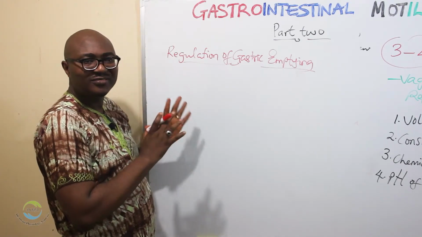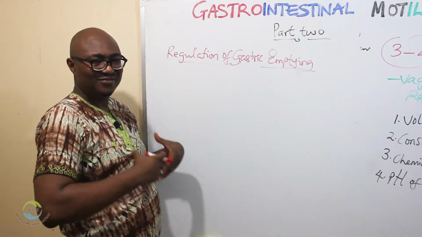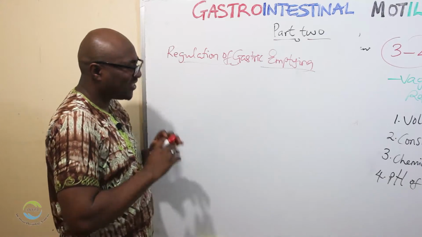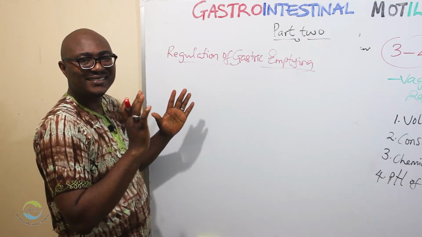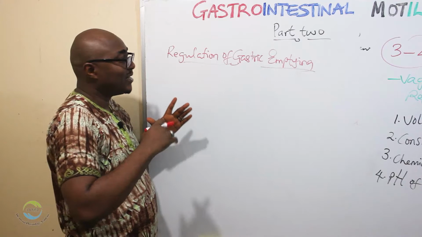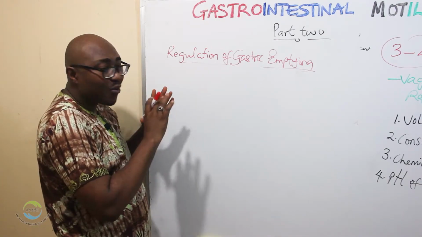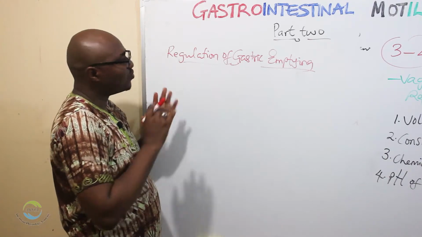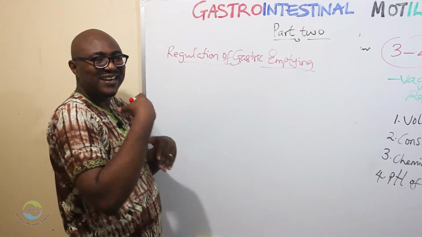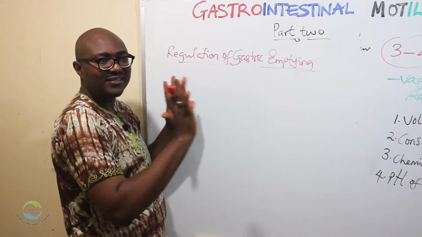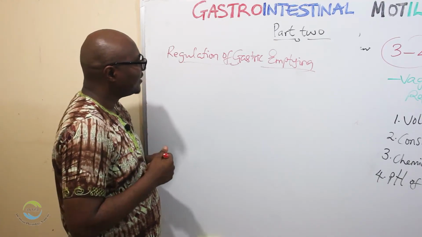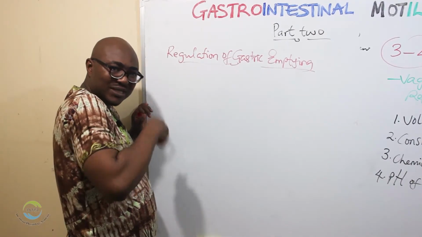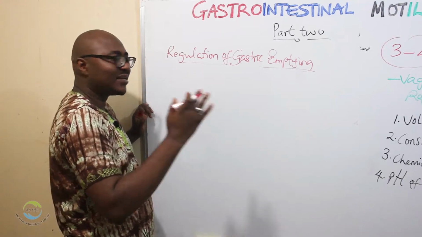Now, regulation is everything about how physiological processes are regulated or controlled, usually through chemical means, chemical messengers, which in this case are hormones, or through electrical means, that's nerves. And in this case, the nerves mainly come from within the GIT itself. That's the enteric nervous system.